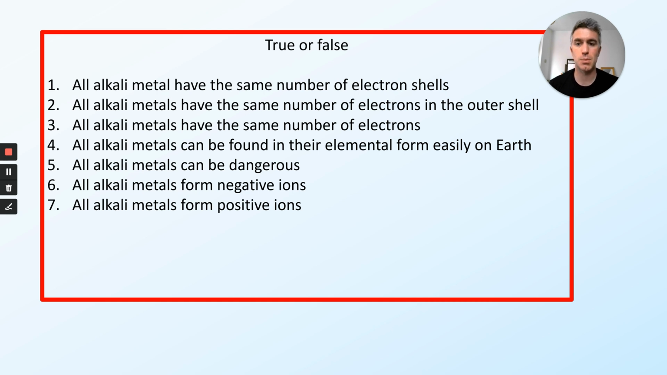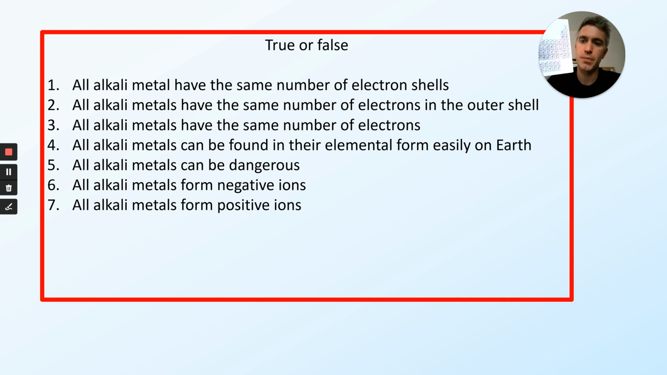So let's go to number 1. All alkali metals have the same number of electron shells. Electron shells, row 1 has 1 shell, row 2 has 2 shells, row 3 has 3 shells, row 4 has 4 shells, and so on. If they're all in a different row, they can't have the same number of electron shells. That one is false. Did you write that?